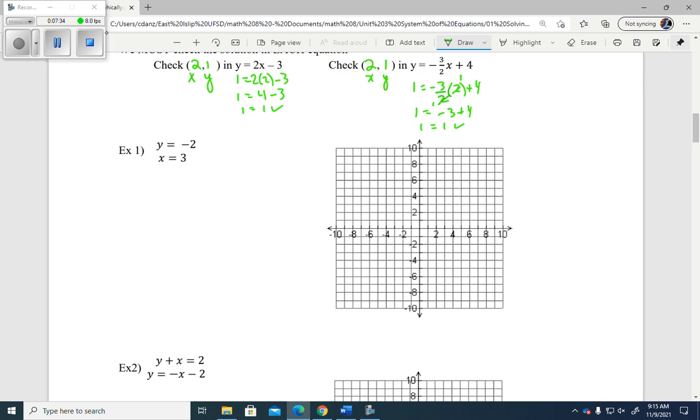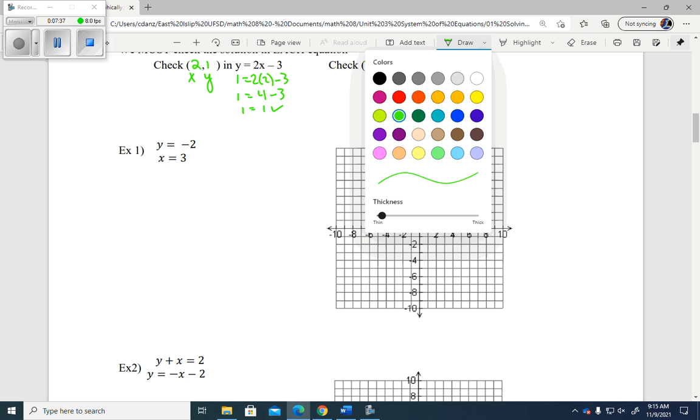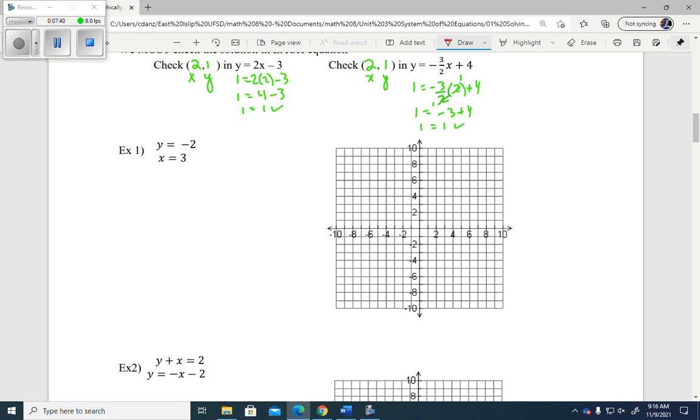So let's do some practice now. Example 1 is practicing our horizontal and vertical lines. I would hope that you kind of have this set in memory now. Whenever it's y equals some number, it's always a horizontal line. And whenever it's x equals some number, it's always a vertical line. So I go to y, I go to -2, and I draw a horizontal line. The y-axis, -2, horizontal line. Let's label it y equals -2.